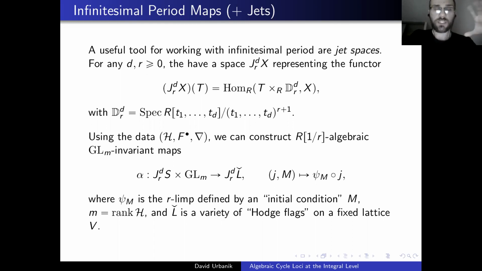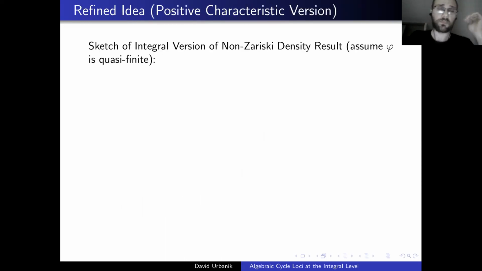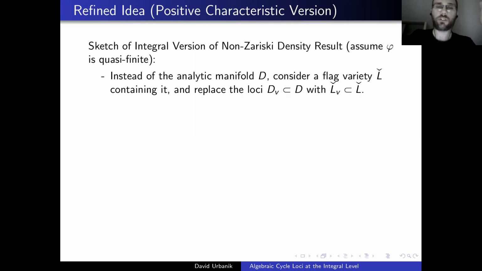Okay, all right, so we have these evaluation maps that allow us to evaluate these infinitesimal period maps on infinitesimal disks. And now we can give a kind of integral version of the previous argument. So instead of considering the analytic manifold D, we can't talk about this analytic manifold because we're not in an analytic world, we're in an algebro-geometric world. We can work with a flag variety that I'm going to call check L. And instead of considering these loci D sub V, you can consider these analogous loci L sub V.